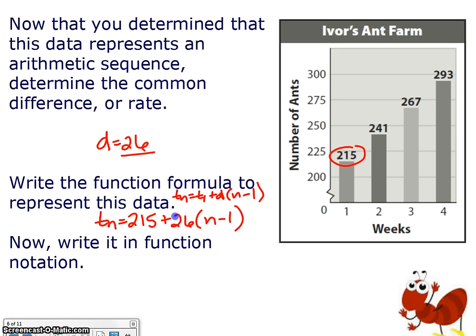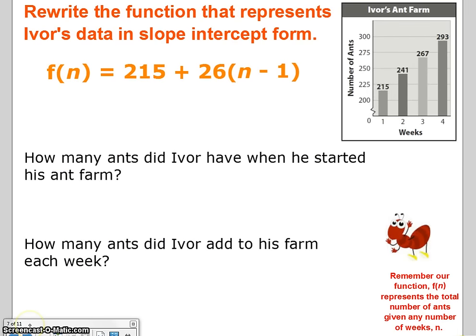Now, it says to write it in function notation. Function notation is just using f of n, as we talked about on Friday. F of n equals 215 plus 26 times n minus 1. This is in function notation. This is a function formula. This is in function notation. Same exact formula, same exact equation, just one written in function formula, one written in function notation. Okay, so now this is our function notation form. F of n equals 215 plus 26 times n minus 1.